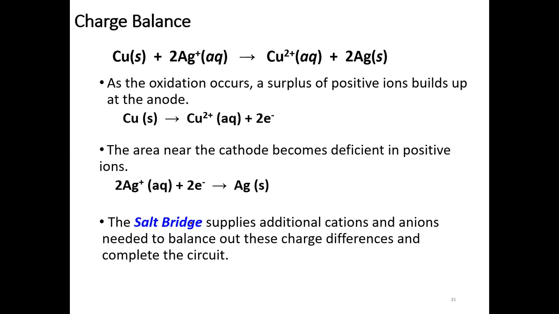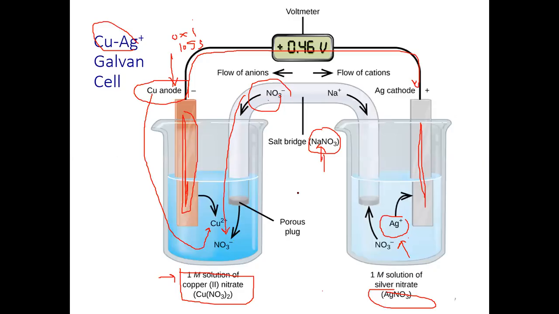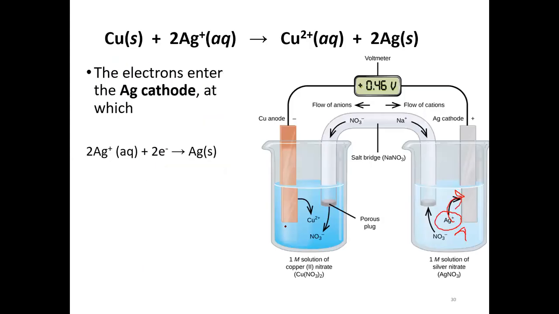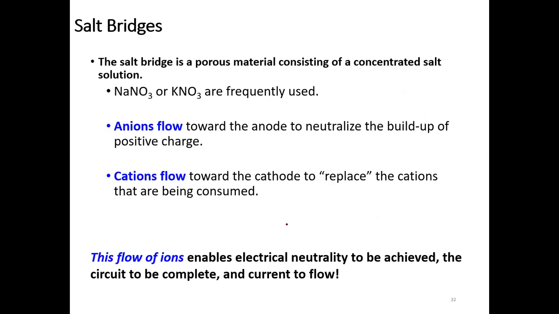A surplus of positive ions builds up at the anode, right? So that's what we are trying to tell you. The area near the cathode becomes deficient in positive ions. So the salt bridge is going to provide that function, supplies additional cations and anions to balance. Exactly the same thing that I tried to explain here is all written here as well. So it's going to be a repetition if I go and read that for you. So there's no need. So let's go more onto the salt bridge.